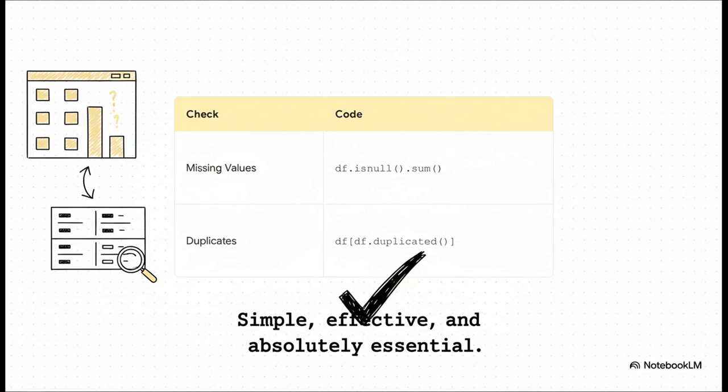To get a simple count of missing values in every column, you just chain .isnull with .sum. And by the way, .isna does the exact same thing. Then, to actually see all the duplicated rows, you just use this simple Boolean filter. Once you find them, you can decide what to do next, which is usually just getting rid of them.